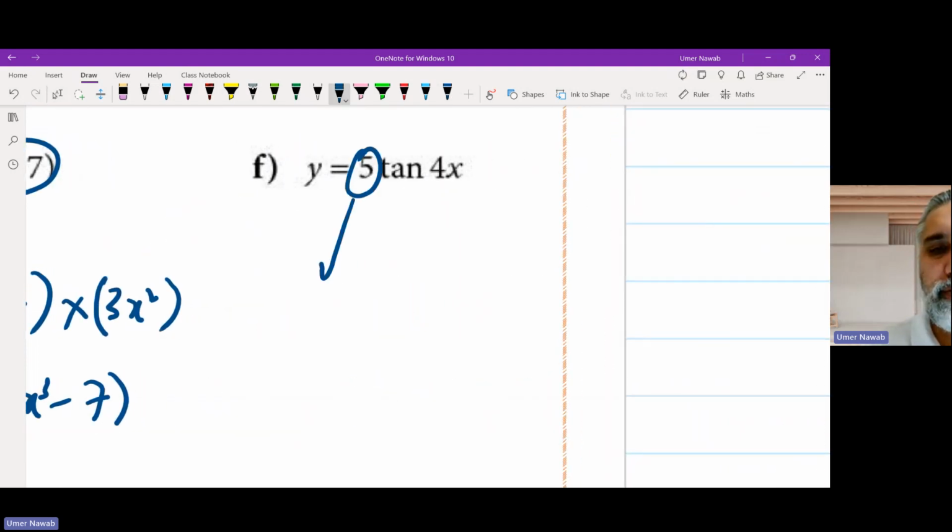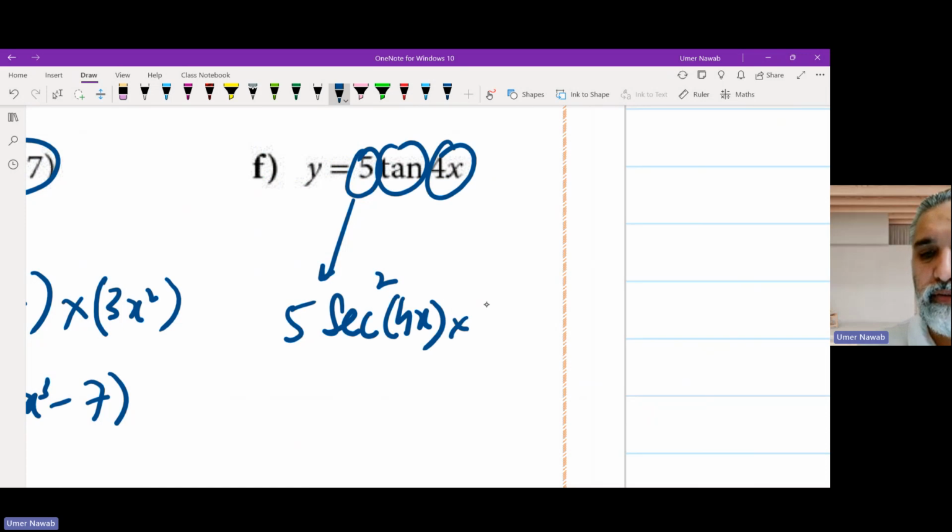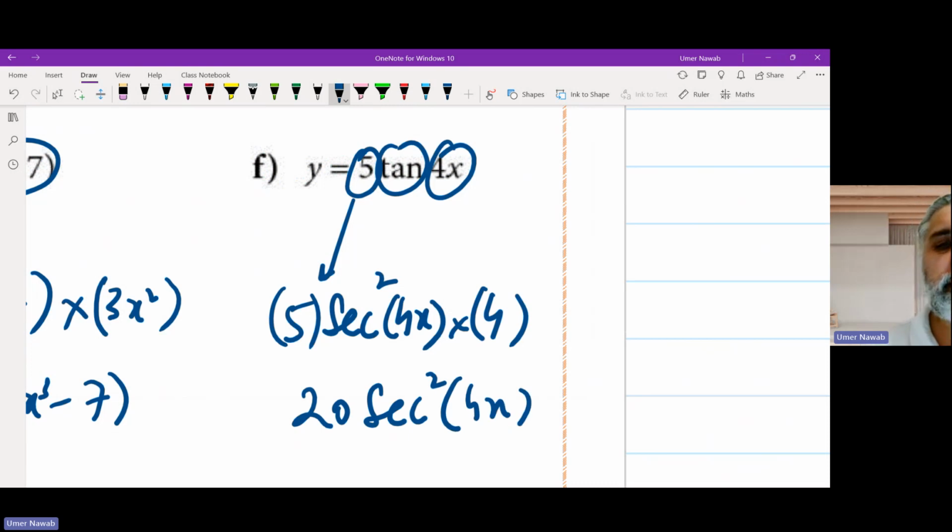We have 5. So 5 as it is. The derivative of tan is secant square 4x. What is the further derivative of 4x, which is 4? Can I multiply 4 with 5? It is 20 secant square 4x.